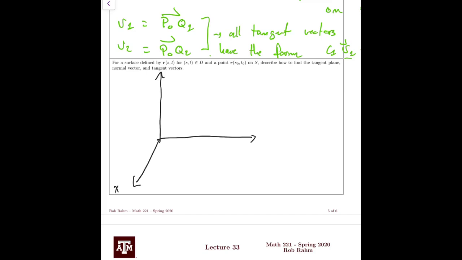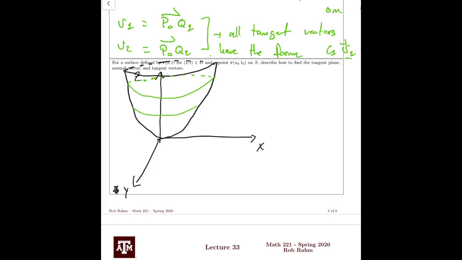So let's just, that's the y-axis, this is the x-axis, this is the z-axis. I'm going to draw a paraboloid here, something like this. Let me draw a few coordinate curves. I want to think about the paraboloid being parameterized in cylindrical coordinates. So these would be like the curves for fixed s. Let me draw a couple for fixed theta.